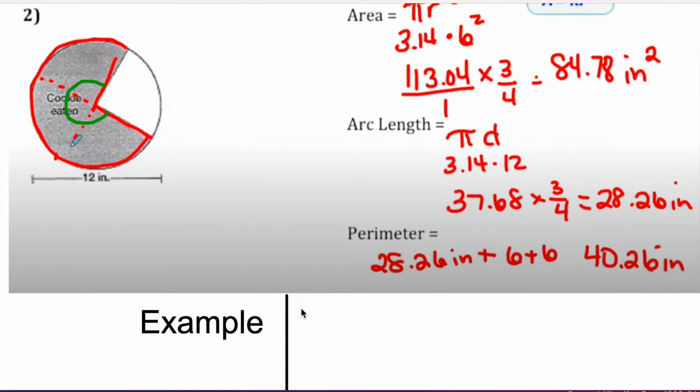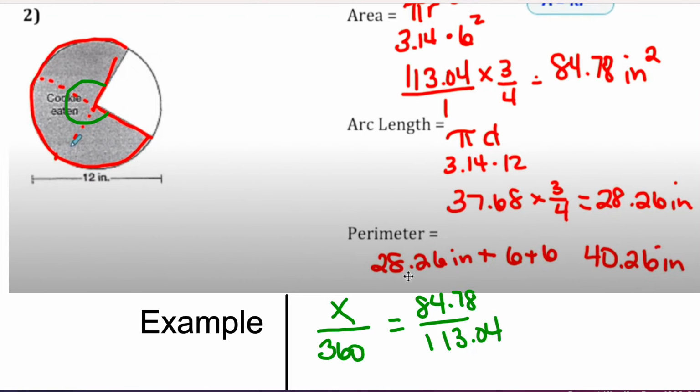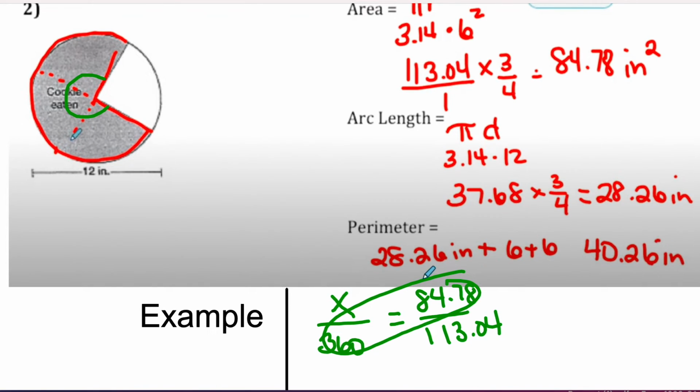All right, so let's take a look. We have the proportion. We're trying to find the angle, so that's over 360 degrees. If we use the area idea, I have 84.78 as the area of that piece over 113.04. So again, I take 84.78 times 360 divided by 113.04, and I end up with 270 degrees.